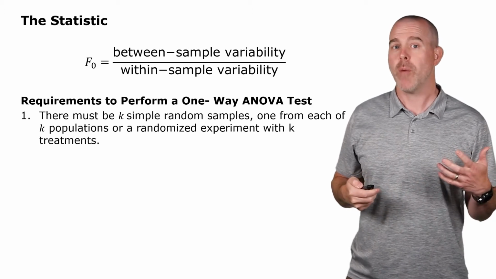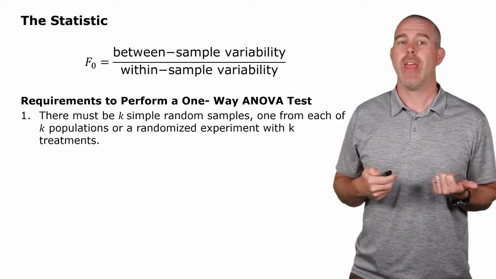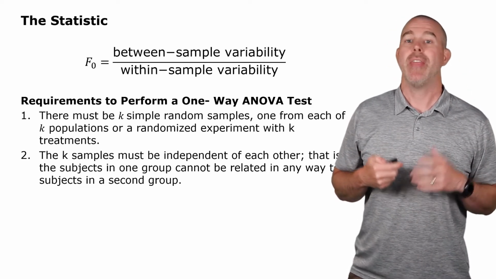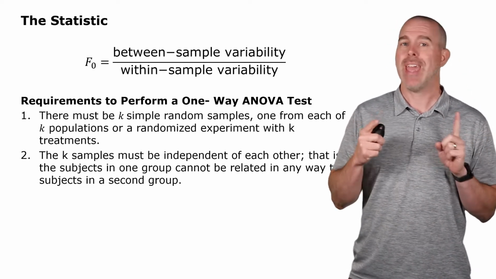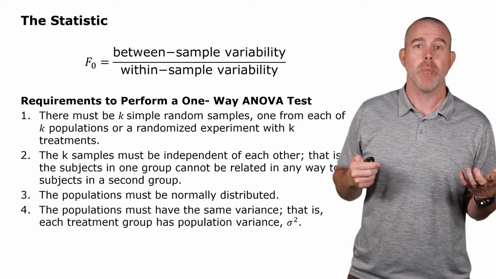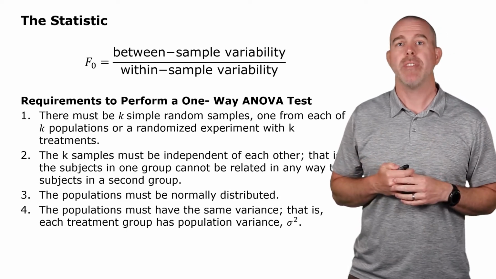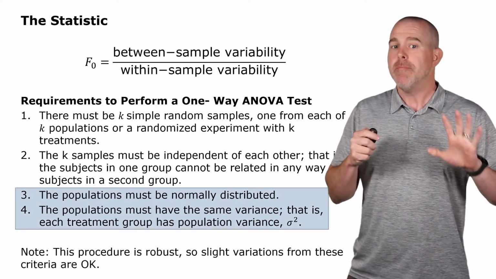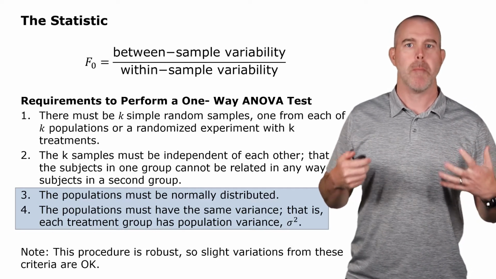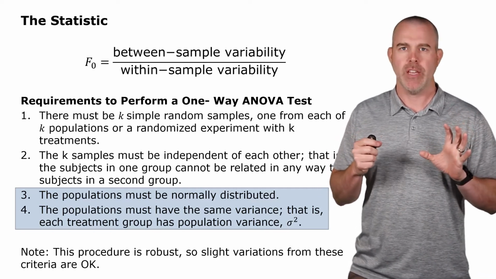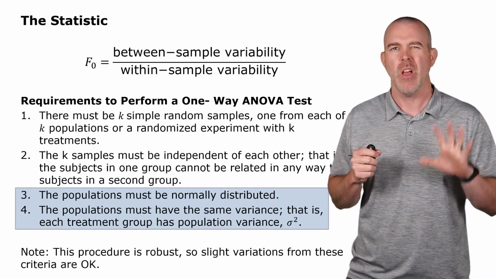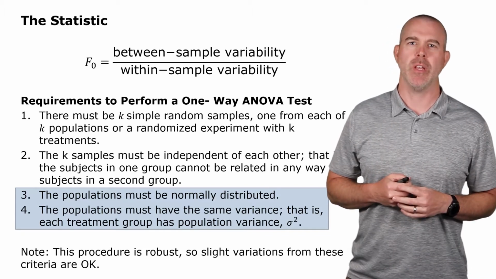The requirements to perform this test: you have to have K simple random samples, one from K different populations. They have to be independent of each other, so they can't be paired or grouped or anything. And then the populations here have to be normally distributed, and they have to all have the same variance. Now, for these last two, this procedure is pretty robust, meaning you can have some slight deviations from a normal distribution, and the variances don't have to be identical. We'll talk more about this later on when we look at an example.